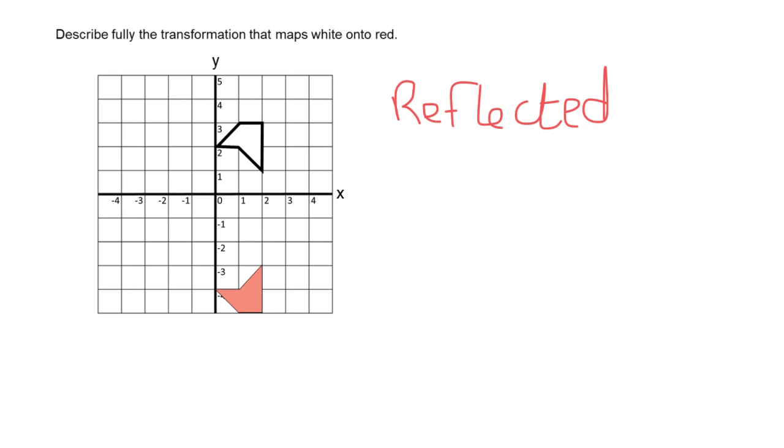So we can draw our mirror line in the correct place, which is going to be here. And that line, we know, is y equals -1. So it's reflected in line y equals -1.